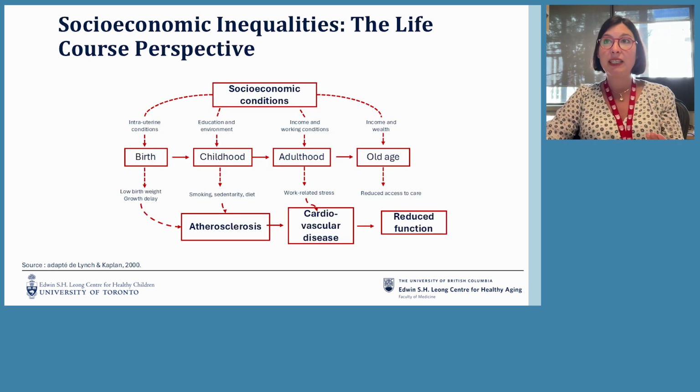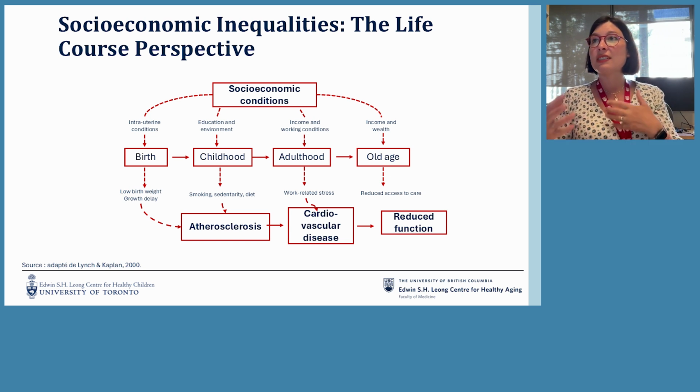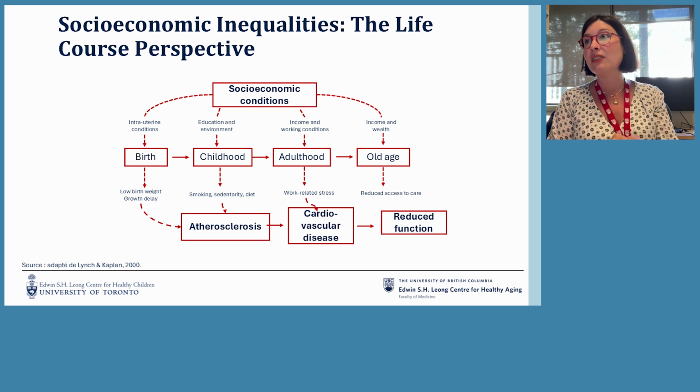If we take the example of cardiovascular diseases, for example, into the life course perspective, what we can see here is that, for example, at birth, intrauterine conditions influence weight at birth, and then this has an impact on atherosclerosis. Then going forward into childhood, education and the environment in childhood influence some important behaviors such as smoking or physical activity that have themselves an impact on atherosclerosis.